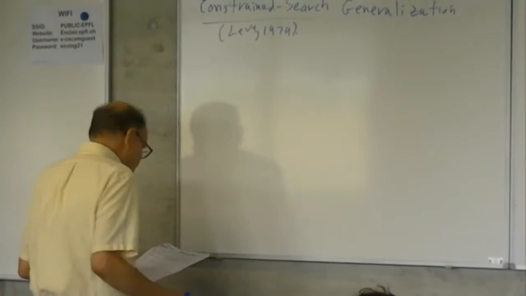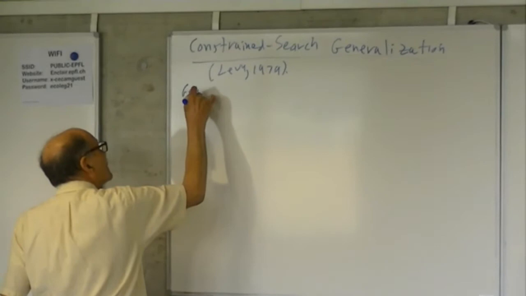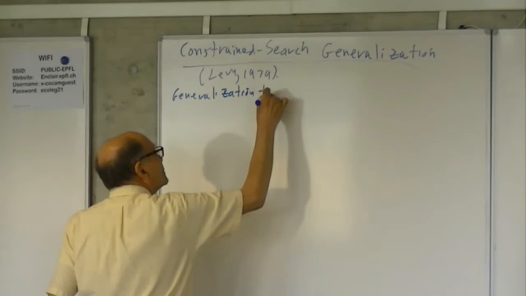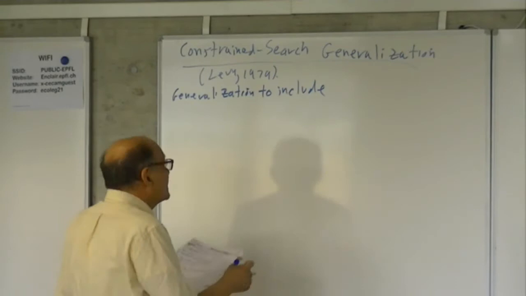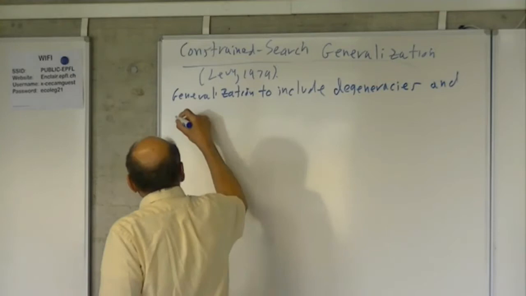It's a generalization to include degeneracies and non-V representability.